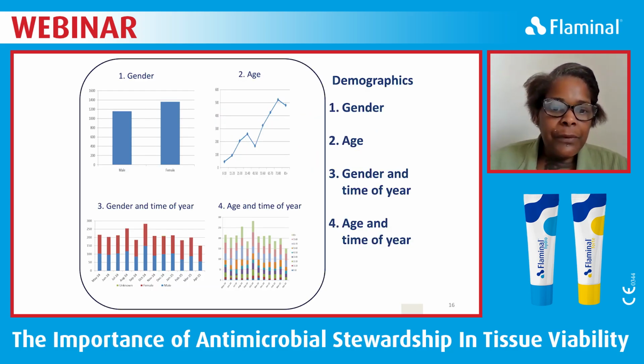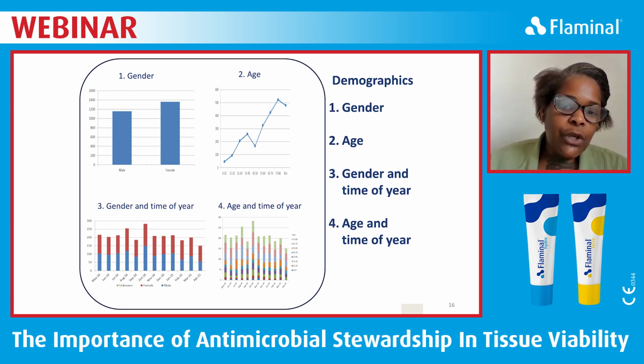Of that data, we were also able to break down the demographics by gender, where females during the time frame of May 2024 to April 2025 tended to have more wound swabs done. And for the male and female population, the age range of 71 to 80 accounted for the highest demographic group of patients who had wound swabs between that time frame.